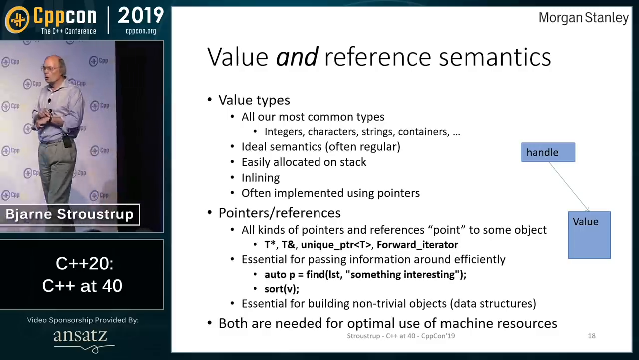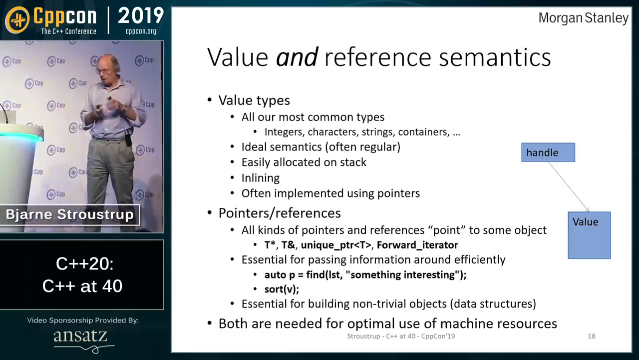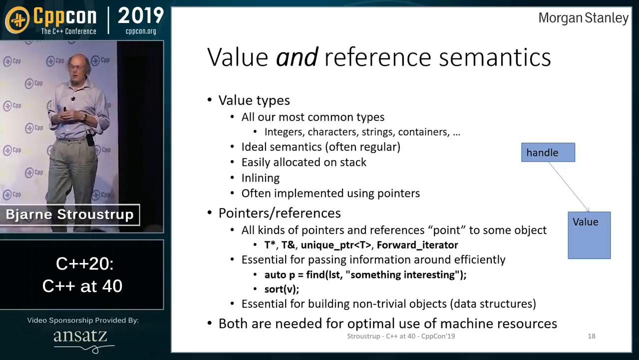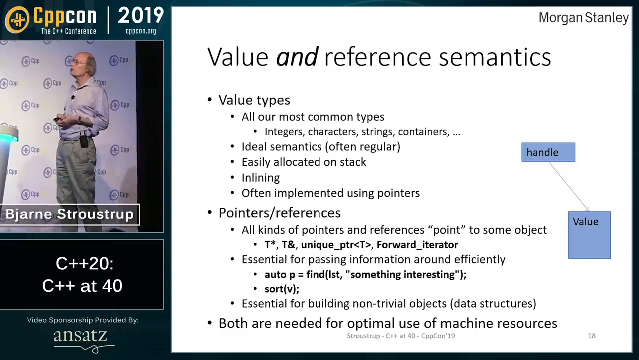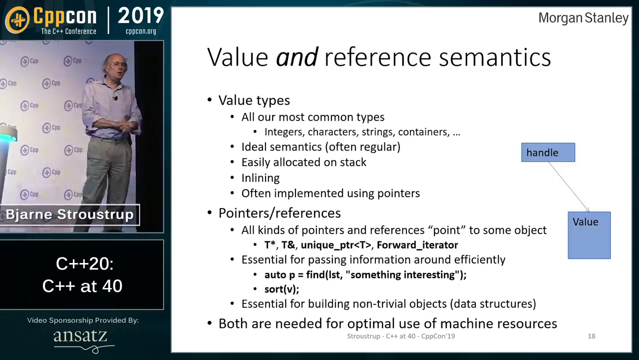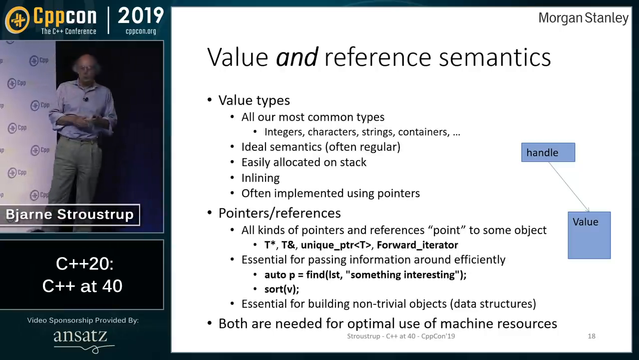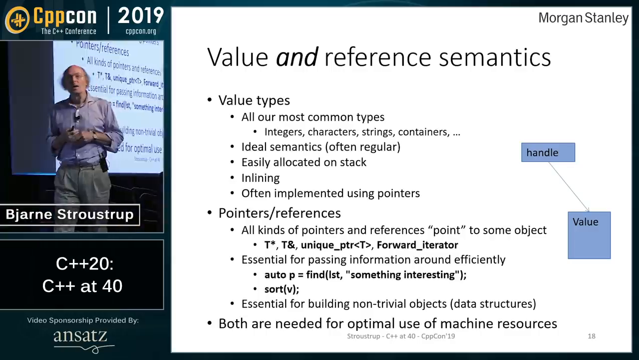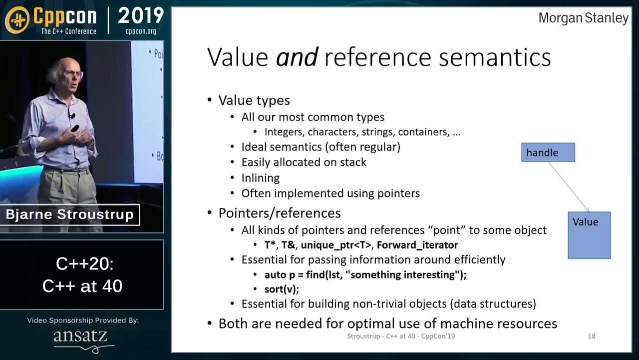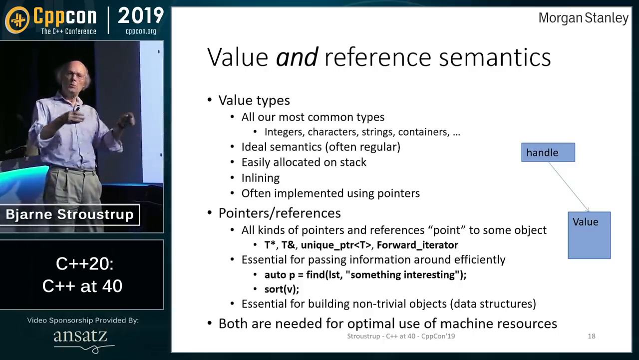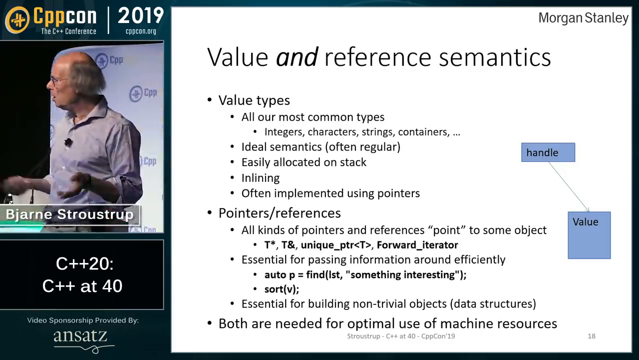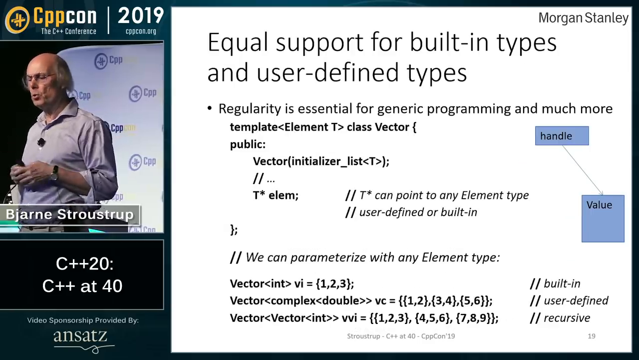And so all our most common types are value types: integers, characters, strings, the containers, and I think the semantics is ideal, but pointers and references are essential in the implementation of some of the most interesting of those types. So we have ordinary pointers, references, unique pointers, shared pointers, all the rest. And basically, when we want to pass something along, we don't always want to do a copy, we just want to refer to it. And both are needed to give good use of the hardware resources.